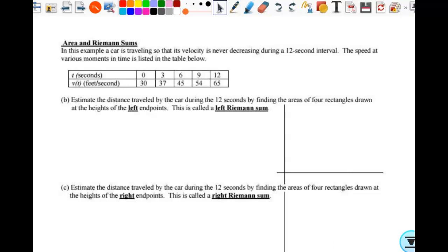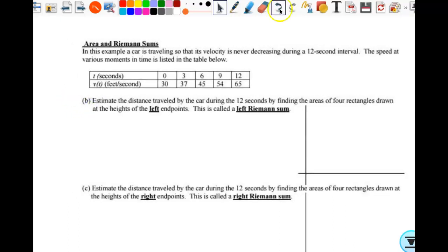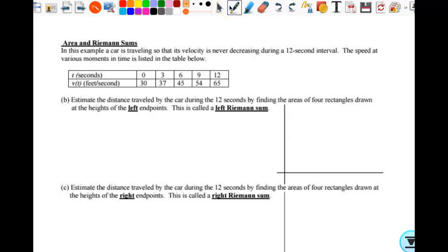It says, in this example, a car is traveling so that its velocity is never decreasing, so it's always increasing, in a 12-second interval. The speed at various moments in time is listed in the table below. So we want to estimate the distance traveled. It says estimate, which means we're not going to be able to find it exactly. So we're going to estimate the distance during the 12 seconds. Okay, so before we read the rest of the sentence, how do you find distance?